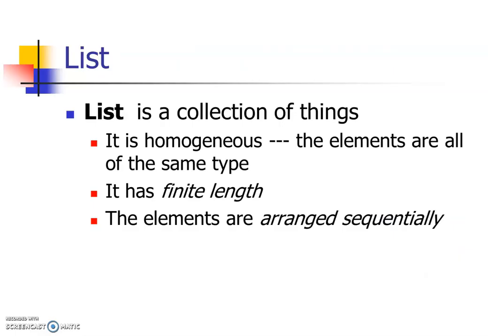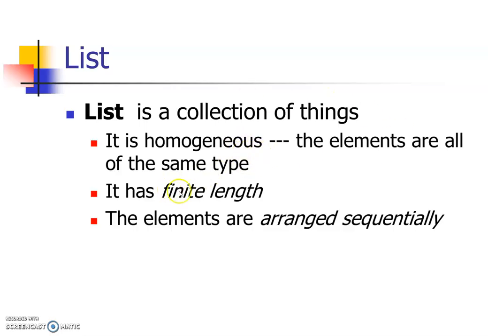So if we talk from a computer science perspective, a list is a collection of things. One important thing here is that it's homogeneous. What does that mean? That means the elements are all of the same data type. If it's numbers that we want to store, then they are all numbers. If they are characters, they are all characters. Or more importantly, if they are names, they are all names. So they have what we call a homogeneous data type.